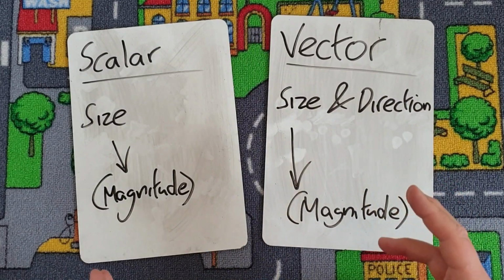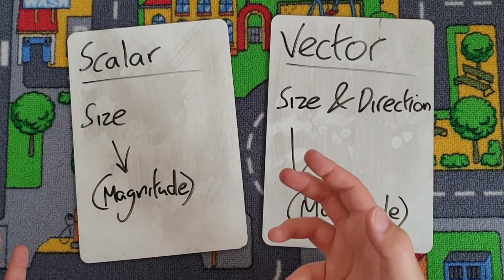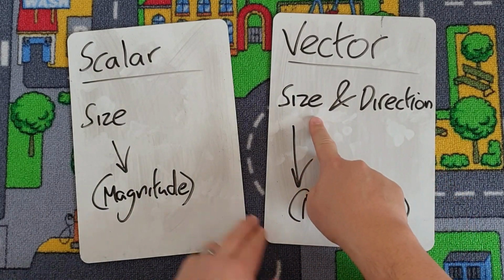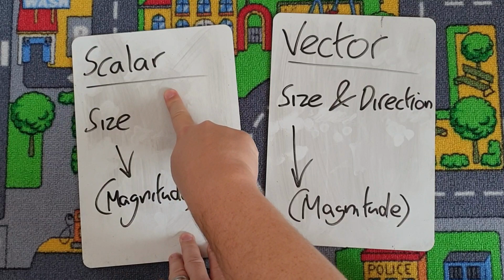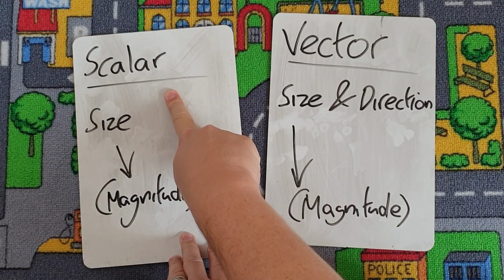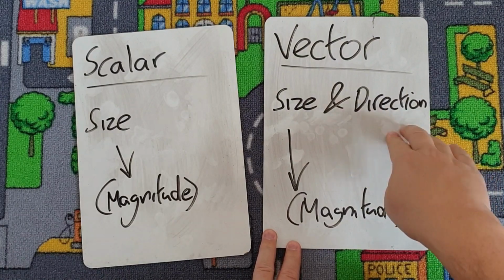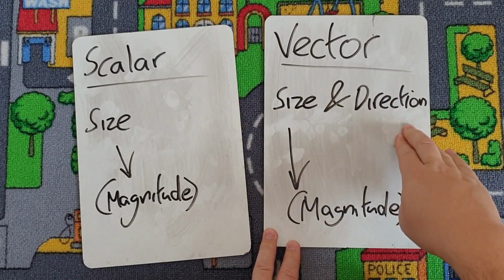So if you talk about mass, how much stuff, how much matter something is made of, that doesn't have a direction, but it does have a size. So mass is something that is scalar. Mass is not a vector because mass doesn't have a direction.